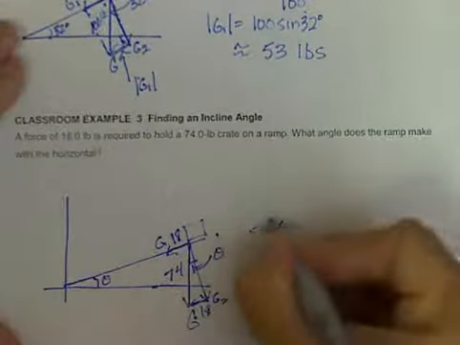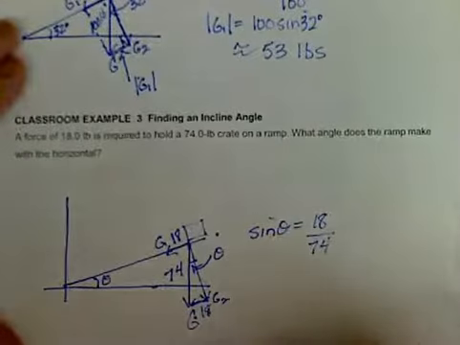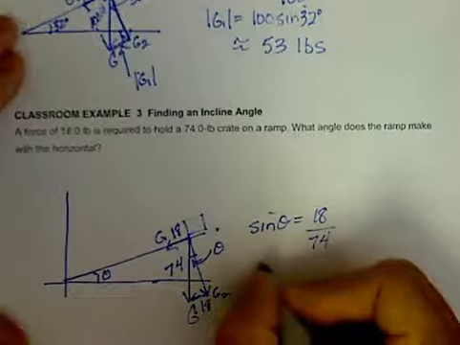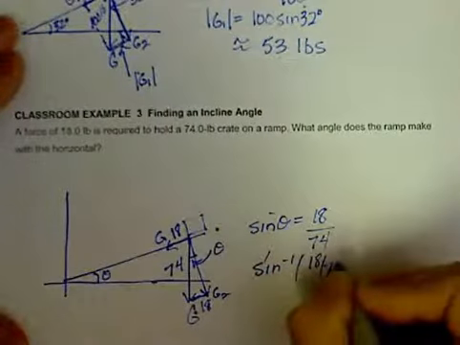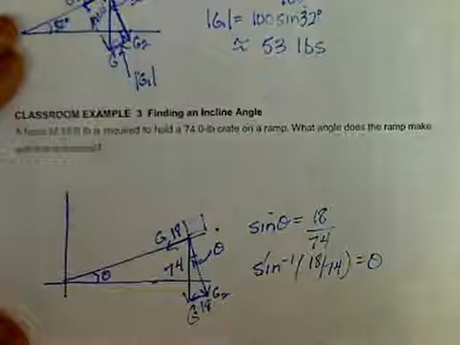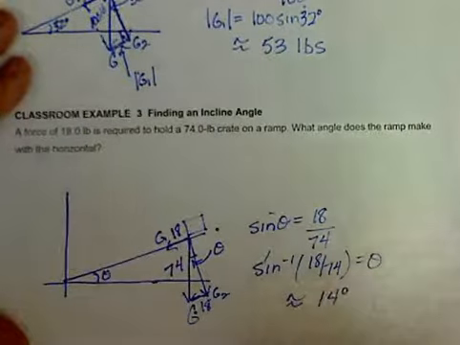So we would have sine of theta equals 18 over 74. We're trying to find the angle, so we could do the inverse sine of 18 over 74, and that would give us our angle theta. And that turns out to be approximately 14 degrees.